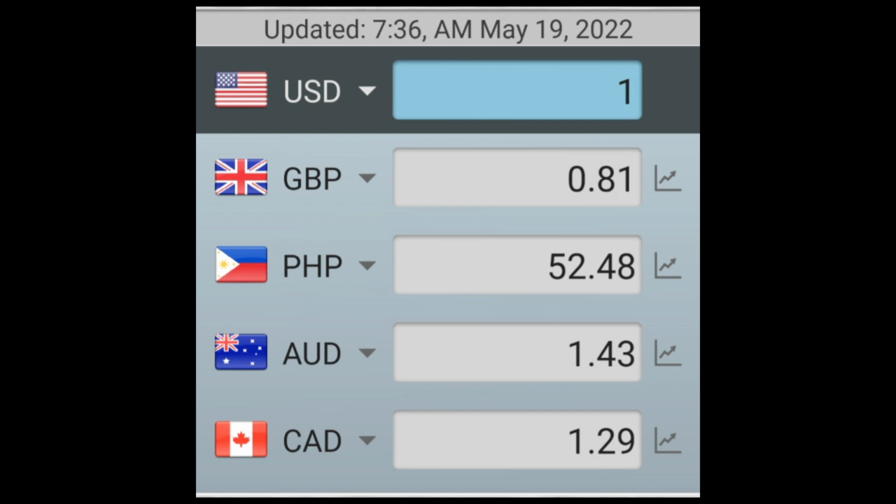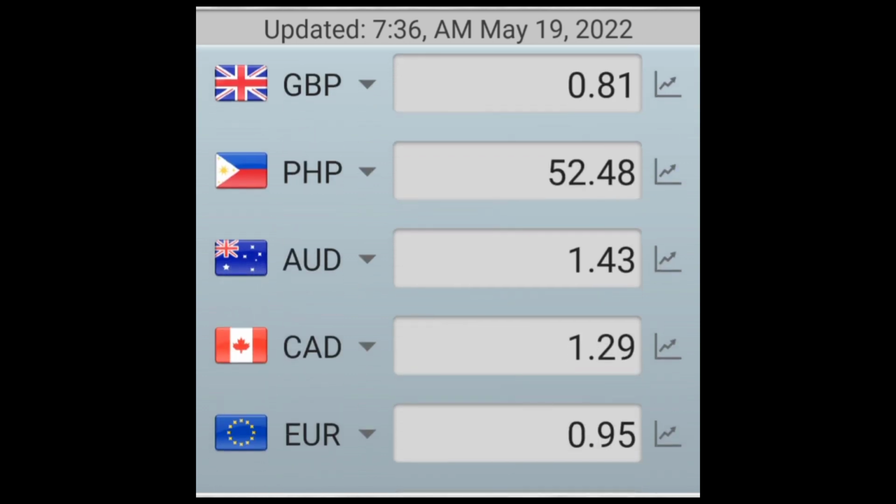1 US dollar to GBP. 1 US dollar is equivalent to 0.81 British pound. US dollar to Philippine peso. 1 US dollar is equivalent to 52.48 Philippine peso. US dollar to Australian dollar. 1 US dollar is equivalent to 1.43 Australian dollar.